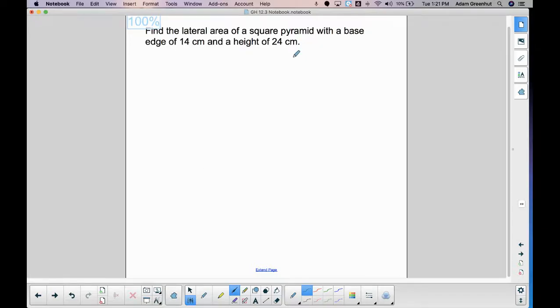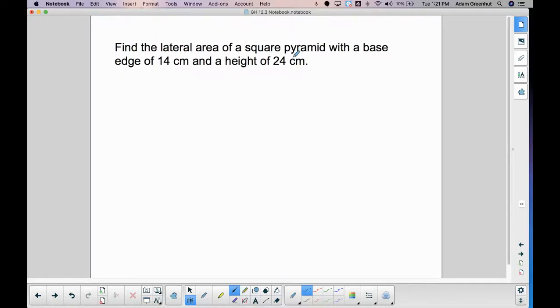So we can find the lateral area of a square pyramid with a base edge of 14 and a height of 24. Let's start by drawing it. I highly recommend when drawing a pyramid, even though the base is a square, you don't want to draw a square like you're looking at it from the top or the bottom. You want to make it look a little three-dimensional. So I recommend a flat parallelogram or rhombus. Then pick a point right on top and connect each vertex of the base to the vertex on top.